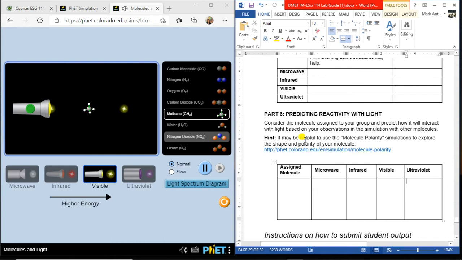So it says here, based on your observation, you compare it with the other molecules. The same if you choose oxygen, you compare its reactivity to nitrogen, carbon monoxide, carbon dioxide, water, and ozone. So you compare it to the rest.